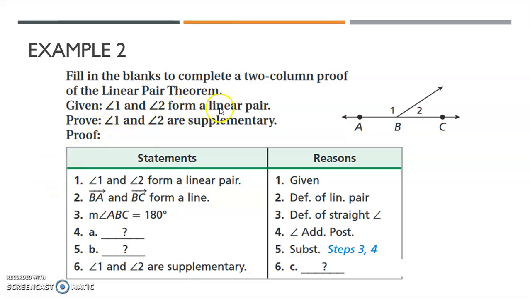So it says given angle 1 and 2 form a linear pair. Notice that is what they started with here in step 1. And they said to prove angle 1 and 2 are supplementary. That's what they have here in step 6. And we just have to figure out what belongs in A, B, and C. So notice they said they form a linear pair. It says BA and BC form a line because that's what a linear pair does. And they told you that angle ABC is 180, and that's the definition of a straight angle because they form a line. So now they want us to use the angle addition postulate. So see if you can figure out how to use the angle addition postulate with what's in this picture here to write an equation.